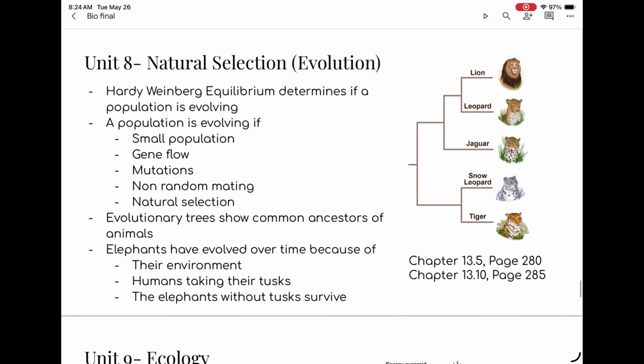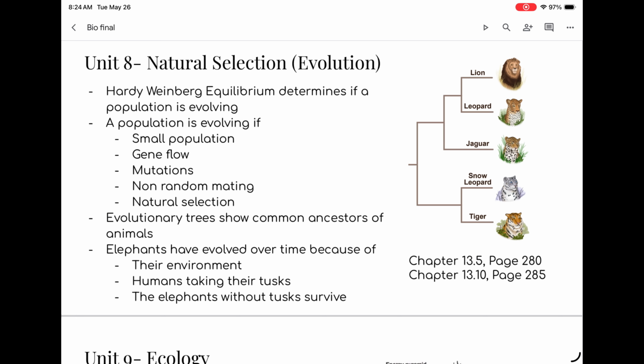The Hardy-Weinberg equilibrium determines if a population is evolving. A population is evolving if there is small population size, gene flow, mutations, non-random mating, and natural selection. You can remember this by using the 5-finger rule. Evolutionary trees show common ancestors of animals. Elephants have evolved over time because of their environment. There are humans taking their tusks, and the elephants without tusks survive.